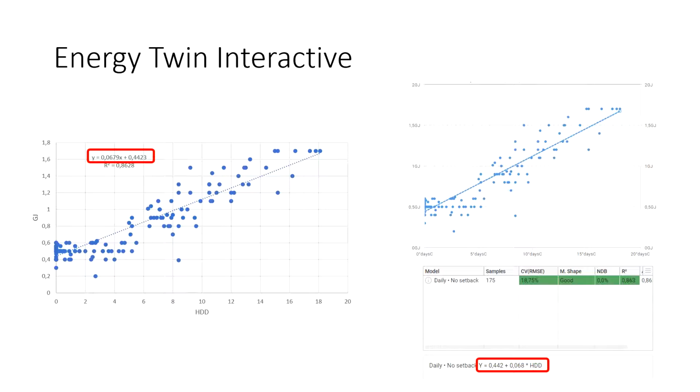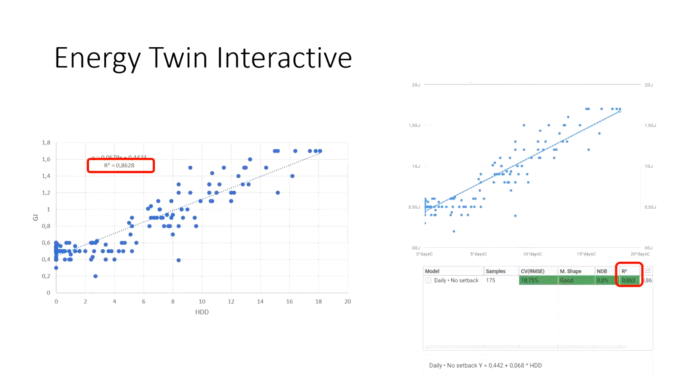The same applies to the statistical properties of the model. In case of Excel, you have R square, and the R square parameter is the same in case of Excel and Energy Twin Interactive. So you basically receive the same results, but in case of Energy Twin Interactive, it's much faster than in case of Excel.